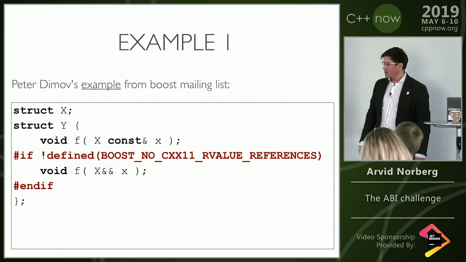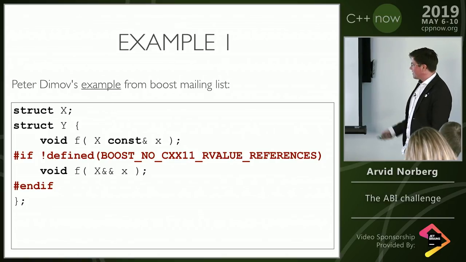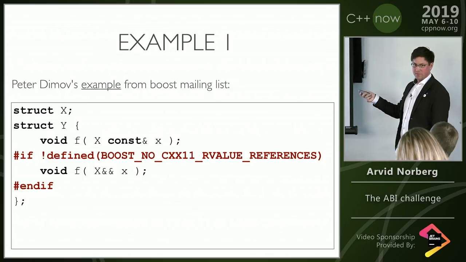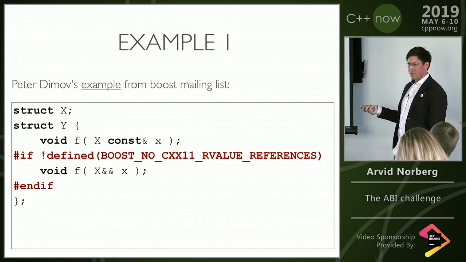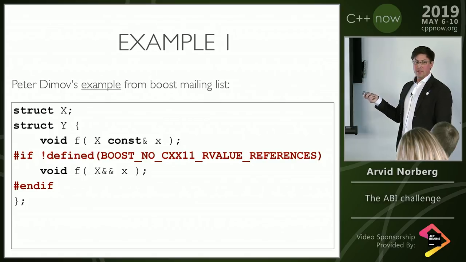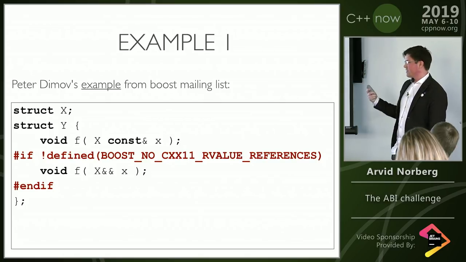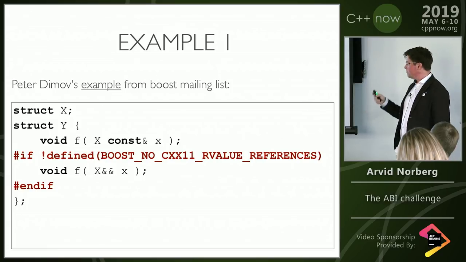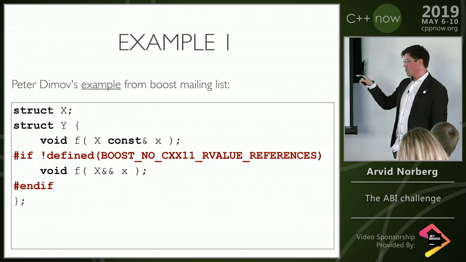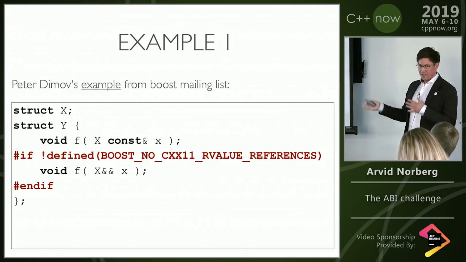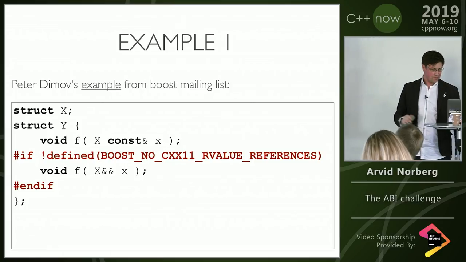So here's an example from Peter Demo. If you have a struct Y that sometimes has a move constructor, if you're building with C++11 or later, you have a move constructor. But otherwise, you don't. If you build this library in C++98 and you link against it from a client that's built with C++11 or later, the client is going to expect that this function exists in the library, but it's not going to be there. So that's a problem. That's going to be a link error, though, fortunately.